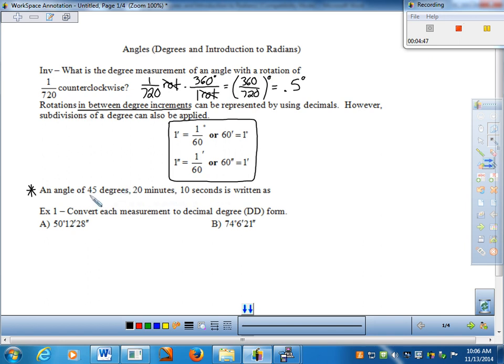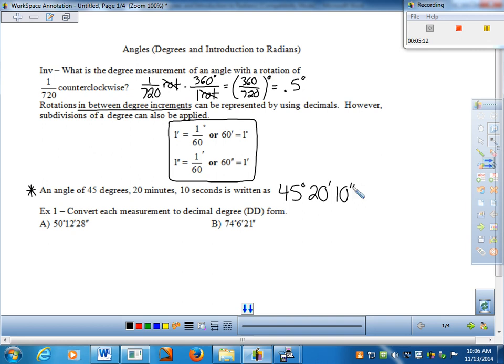So here we have an angle in between the 45th and 46th degree increment, and this is how we're going to write it. So 45 degrees, 20 minutes, let's put that in, and then 10 seconds. Excellent. So we've got our three components, 45 degrees, 20 minutes, 10 seconds.